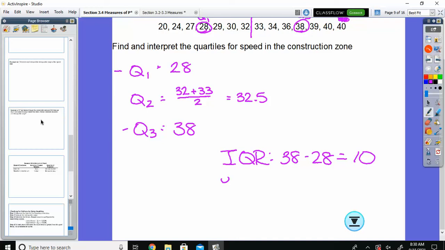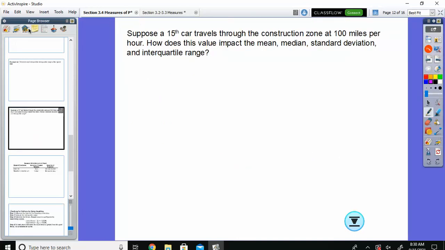So just to illustrate what outliers do to our data, let's say we add another car. We have our 14 speeds, and I want to add a 15th car that has a speed of 100 miles per hour. And let's look at what that does to everything. Since my stuff's on different slides, for our original data I want to look at mean, median, standard deviation, and interquartile range.